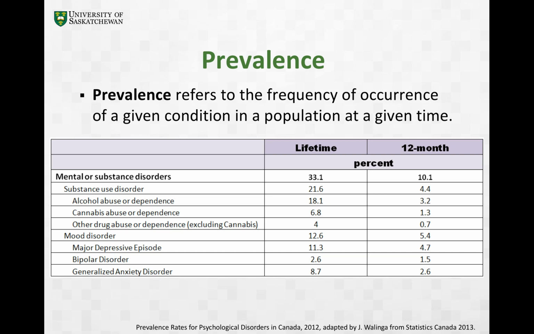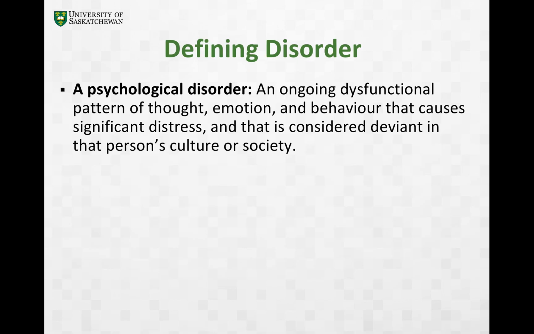If we look at the mood disorders, the lifetime prevalence is about 12.6% of the population, and over the past 12 months, about 5.4% of Canadians have suffered with some kind of mood disorder. So prevalence is important to consider. 33% of all people in Canada at some point in their life will struggle with a mental health or a substance use disorder. It is important for us to consider how we intervene in a meaningful way.